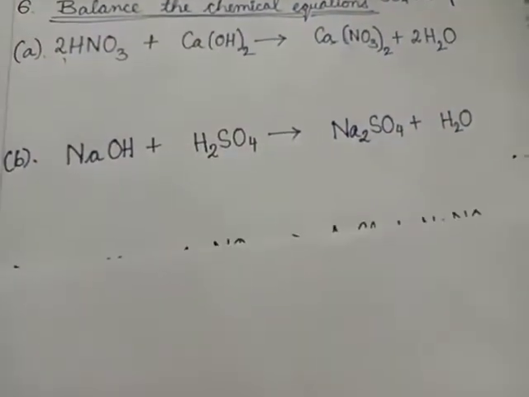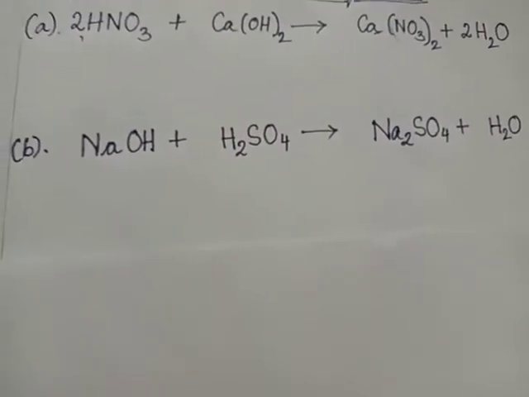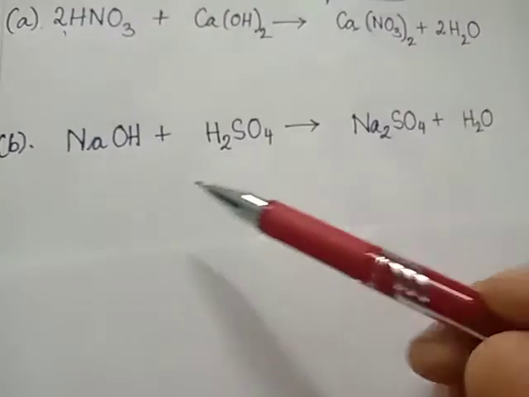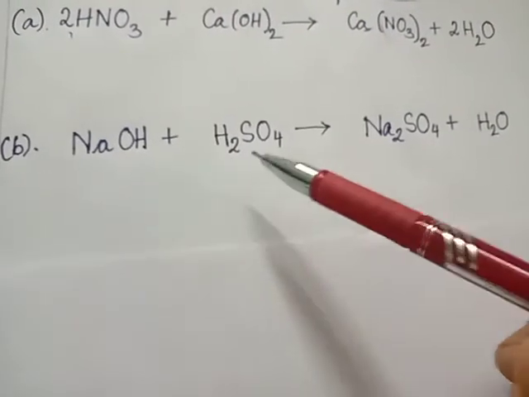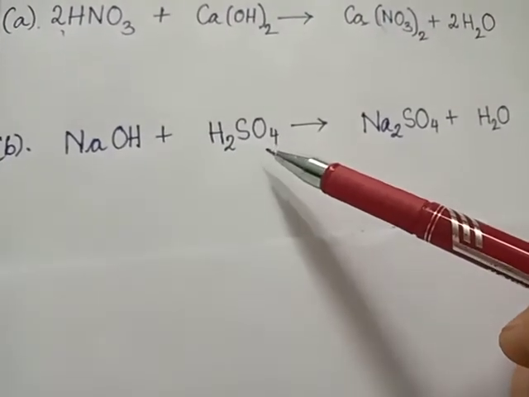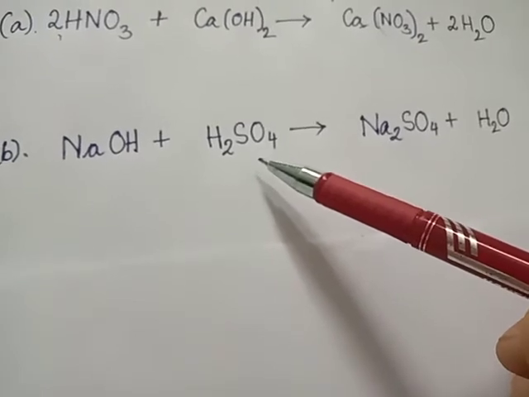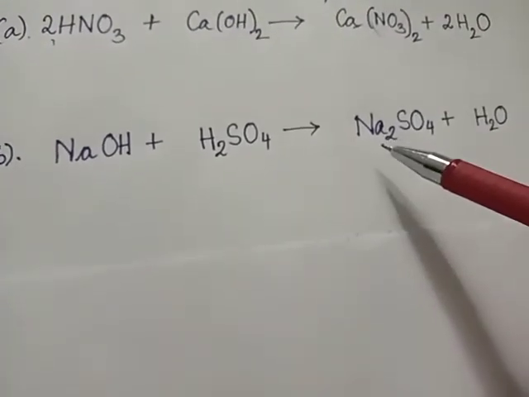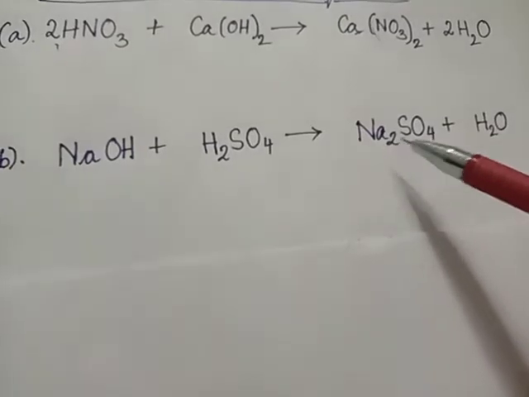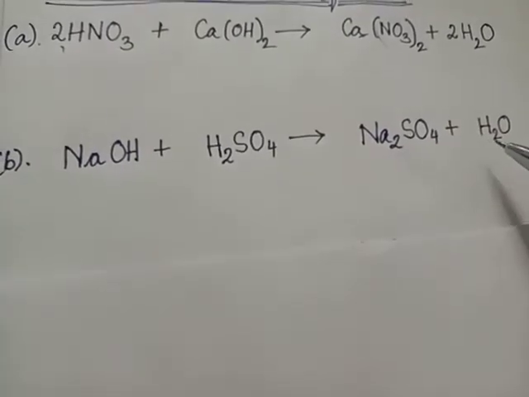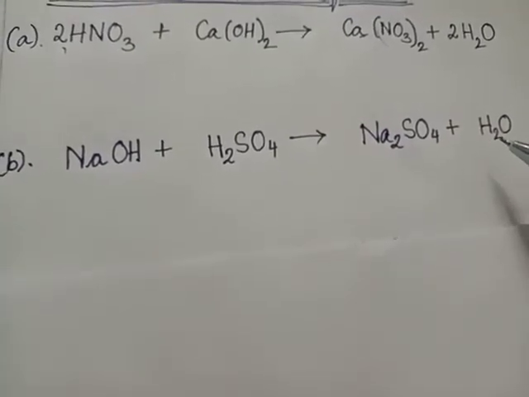Now let us go to the next chemical equation. The next equation is NaOH, which means sodium hydroxide, H2SO4, which means hydrogen sulfate or sulfuric acid, then Na2SO4, which means sodium sulfate, and H2O means water.